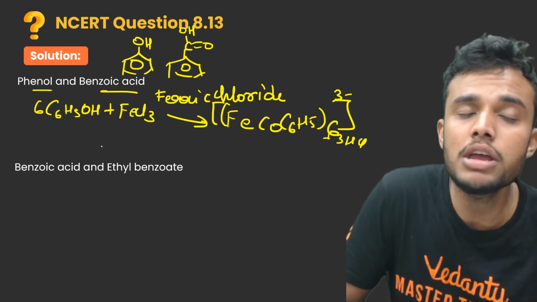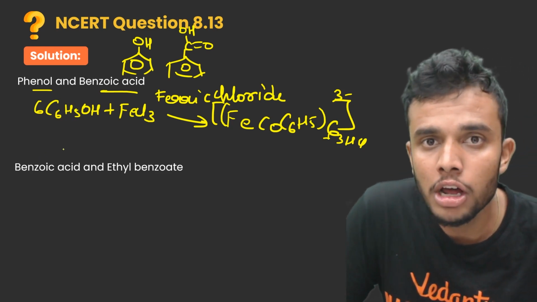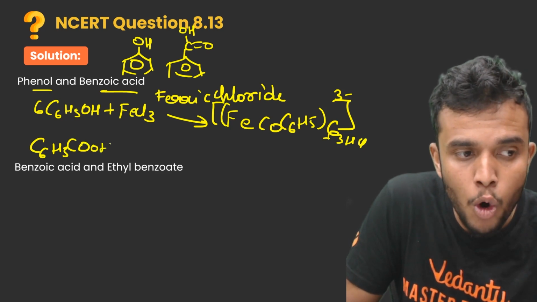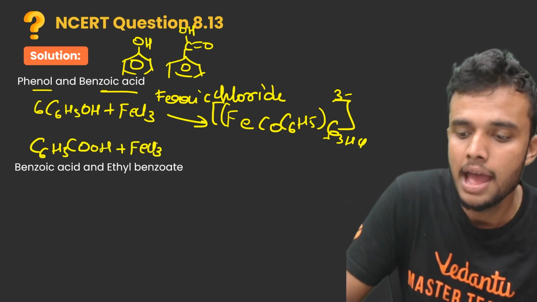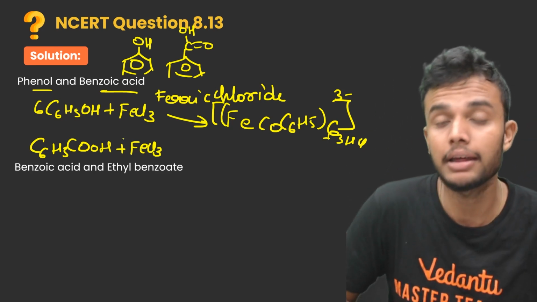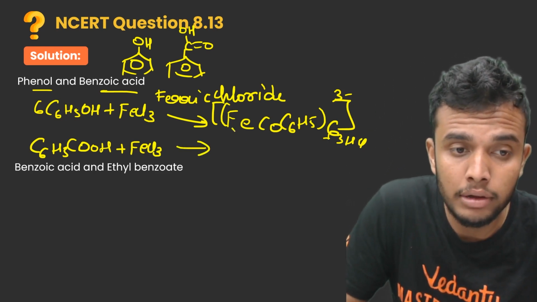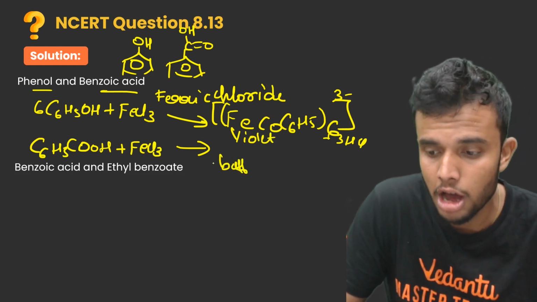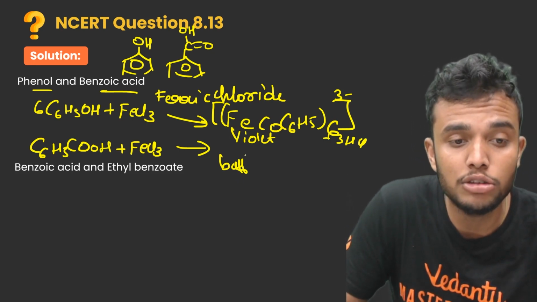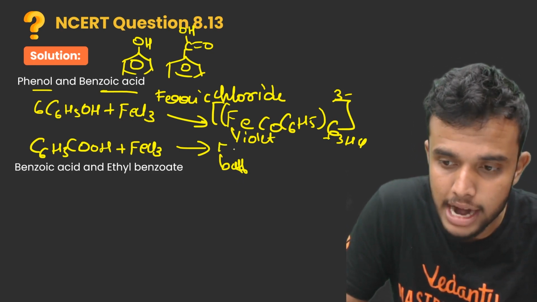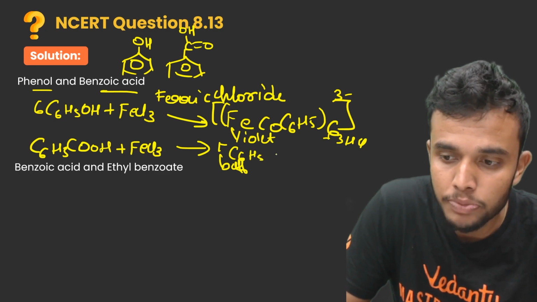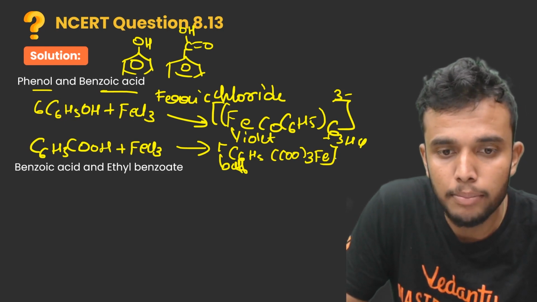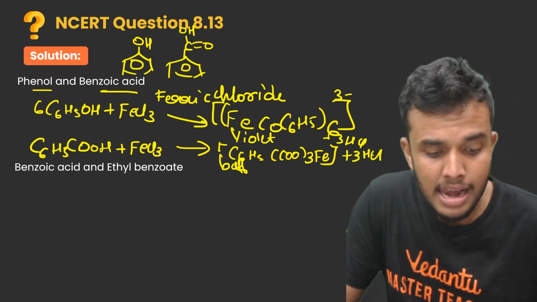Next, move to benzoic acid. What is the molecular formula of benzoic acid? The molecular formula of benzoic acid is C6H5COOH. If it is reacted with ferric chloride, it yields ferric benzoate, which is buff color, whereas the phenol complex is violet. The molecular formula of ferric benzoate is (C6H5COO)3Fe, with liberation of HCl. Okay, students, let's move to the next pair.